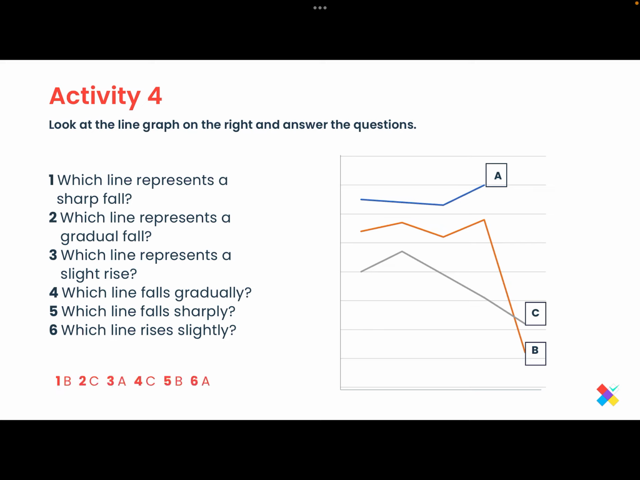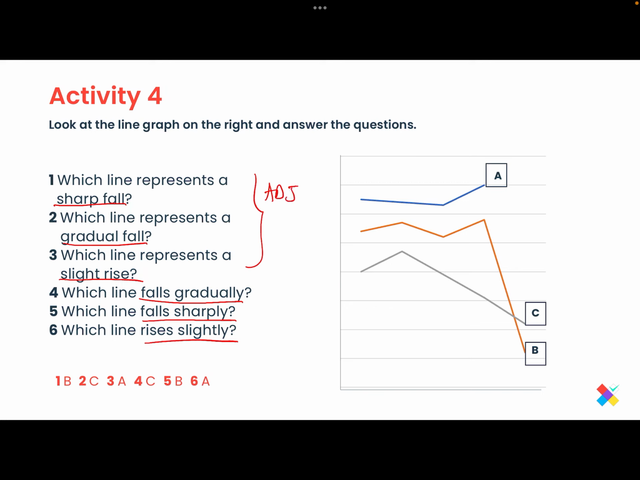Okay, now where's the trick here? Sentence 1, 2, 3 mean the same as sentence 4, 5, 6. Sharp fall, falls sharply. Gradual fall, falls gradually. Slight rise, rises slightly. What's the difference here?